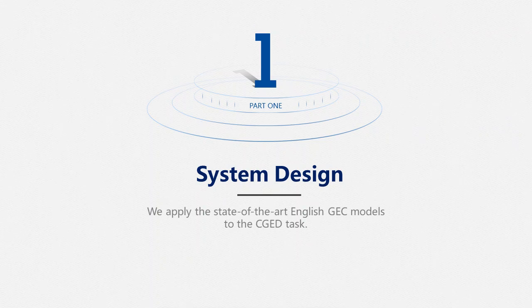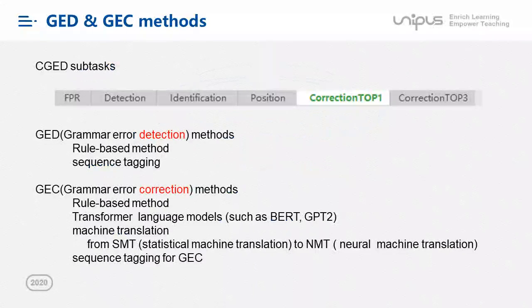For system design, we will discuss some model structures and techniques commonly used in the field of English grammar error correction, and then apply these models to the CGED task. In the CGED, we have 6 evaluation dimensions. Generally, detection, identification, and position can be obtained through GED, or grammar error detection, while correction top 1 and top 3 should be obtained through GEC, or grammar error correction.